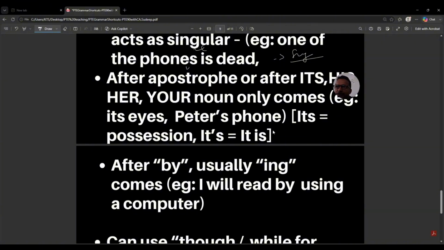After an apostrophe or after its, his, her, your, so its is kind of a possession. It's, with an apostrophe s, is it is. Like its tail, right? Its house, or its computer, something like that. So its is a possession, and it's with an apostrophe s is it is. If you say it's house, then it says that it is house. But if you say its house, then that house belongs to that person.